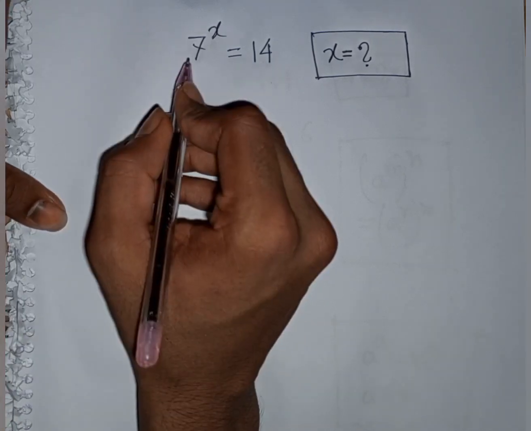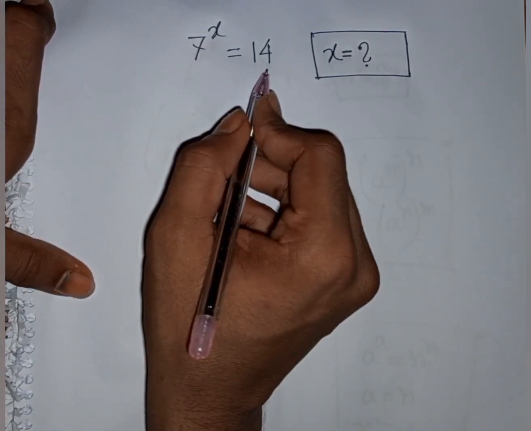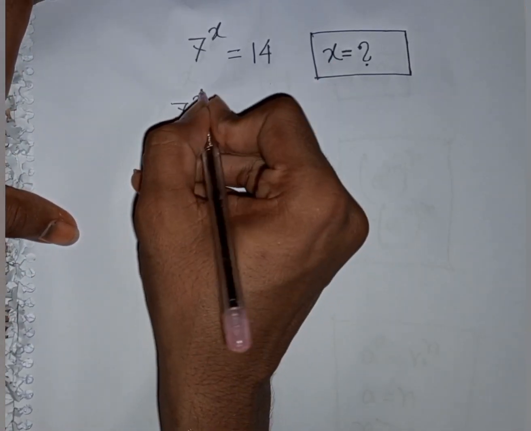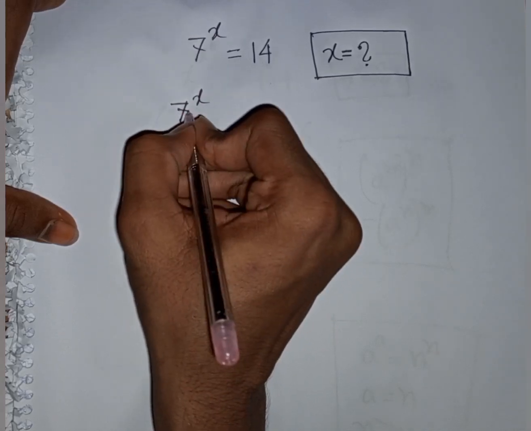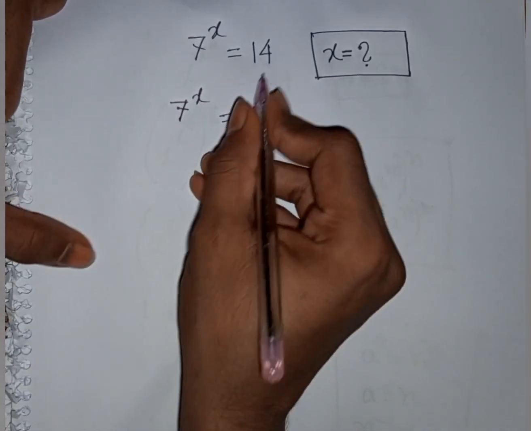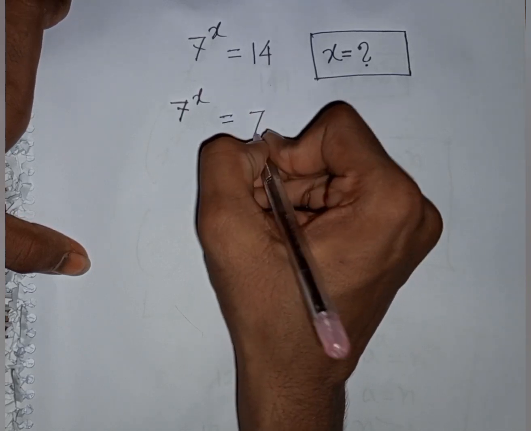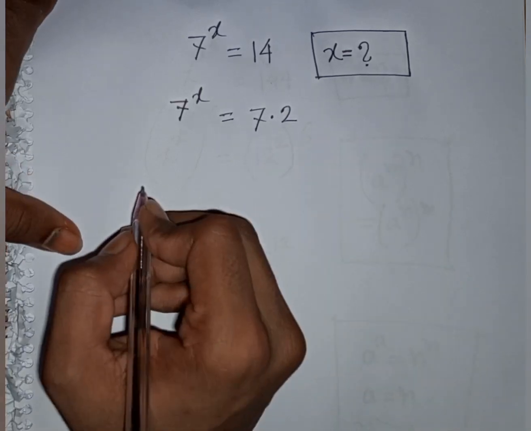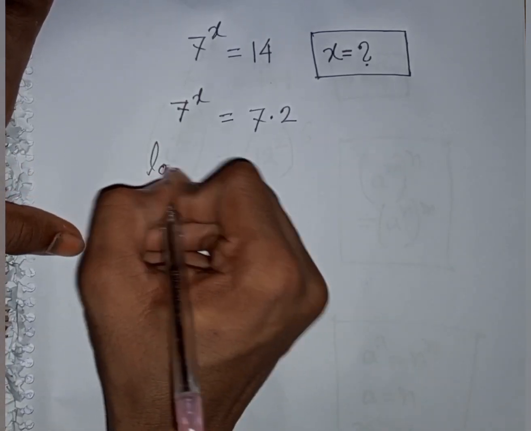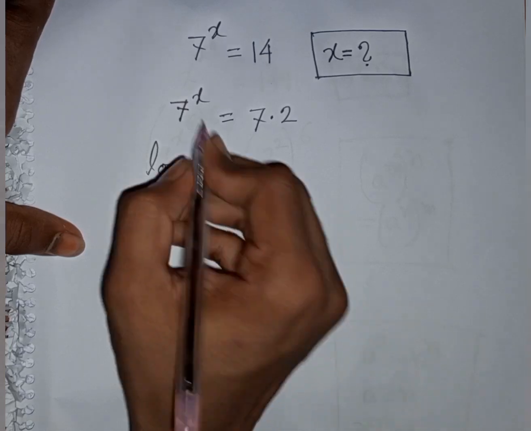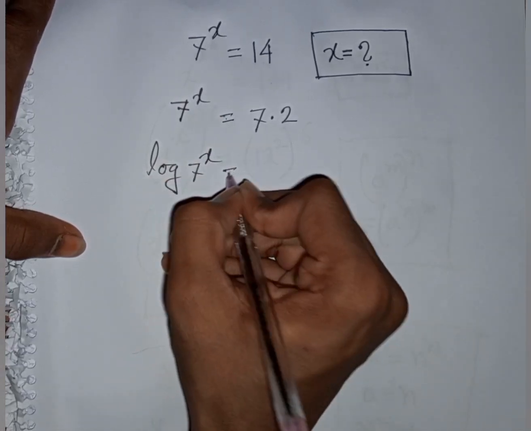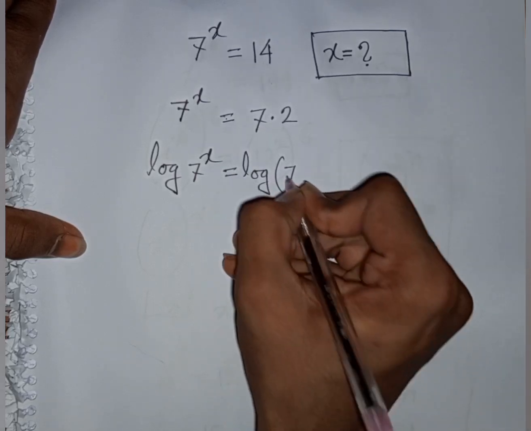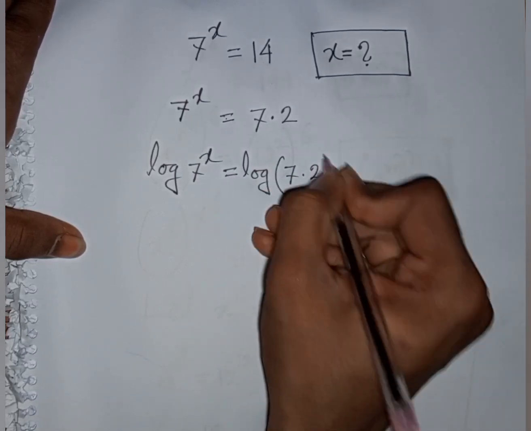How to solve 7 power x is equal to 14. Find the value of x. So we have 7 power x is equal to 14, which can be written as 7 times 2. Now we take log on both sides. So you can write here log of 7 power x is equal to log of 7 times 2.